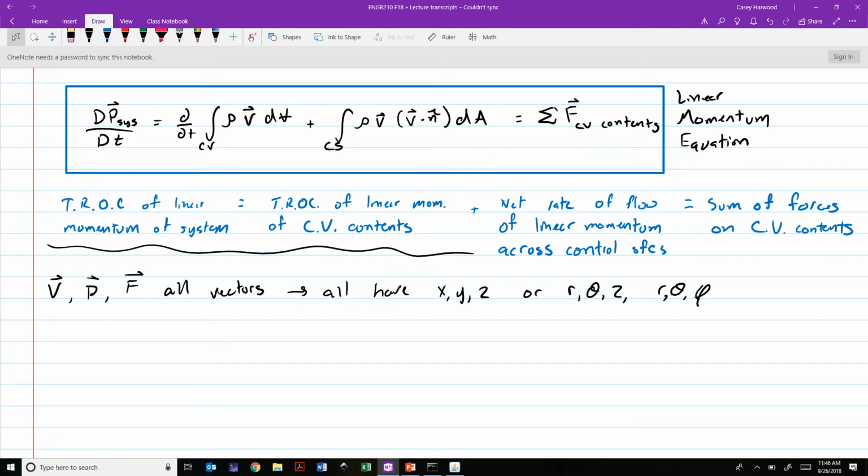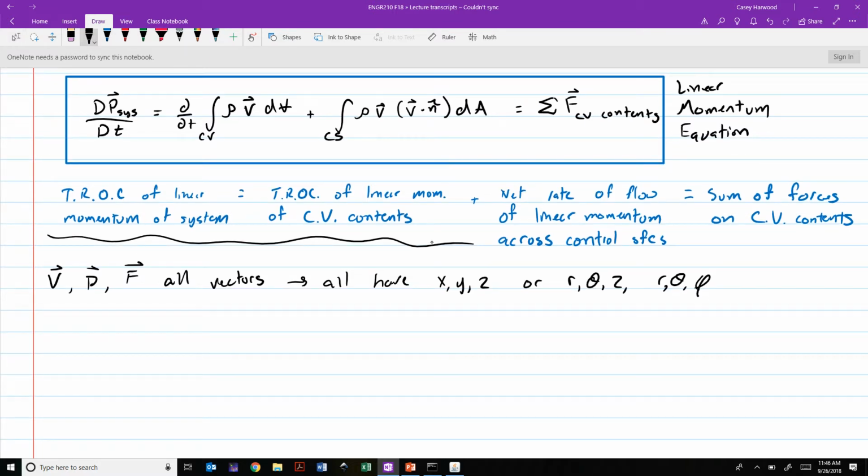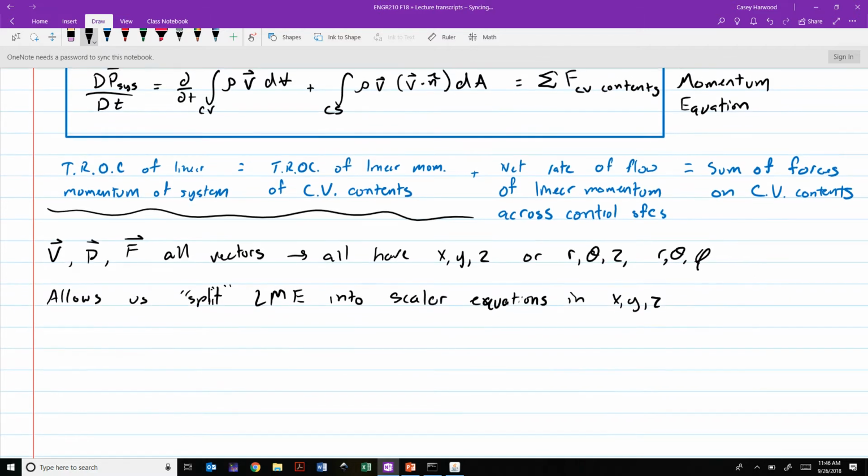What that really means is that this equation can be split into scalar equations for each coordinate direction. In other words, this allows us to split the linear momentum equation into scalar equations in, we'll just pick x, y, and z for now, stick with coordinate directions, or Cartesians.